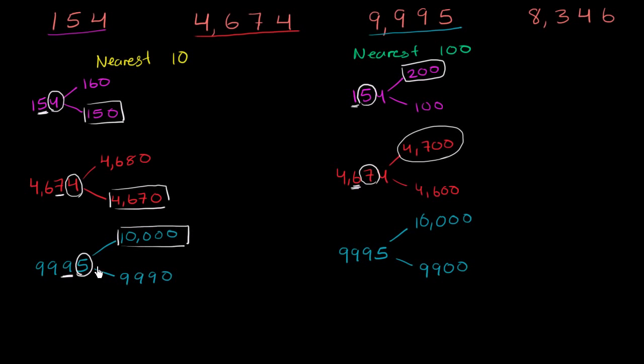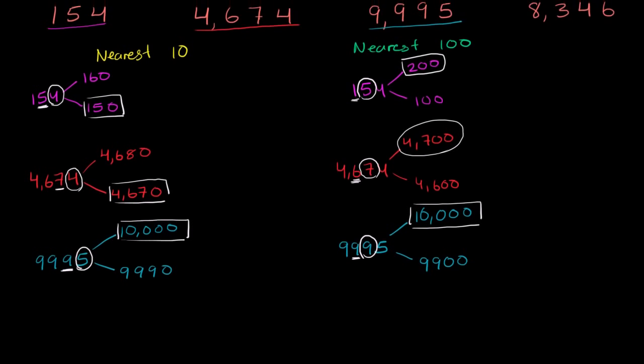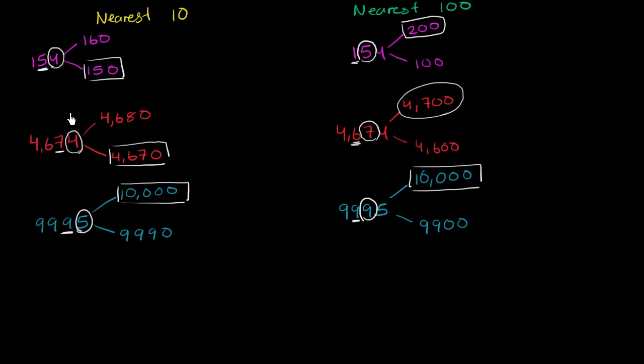So how do we decide whether to round up or down? Well, we don't look at the ones place anymore. We're now rounding to the nearest 100. To do that, we look one place to the right, which is the tens place. If this is 5 or greater, we round up. If it's less than 5, we round down. It is 5 or greater, so once again, we round up to 10,000. Now we have one more, 8,346.